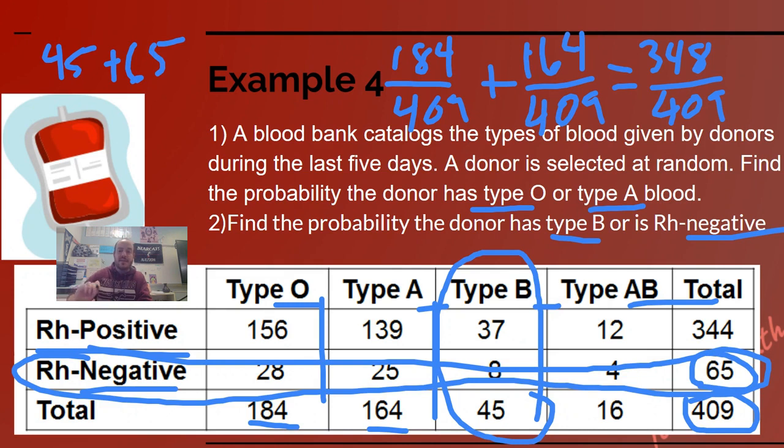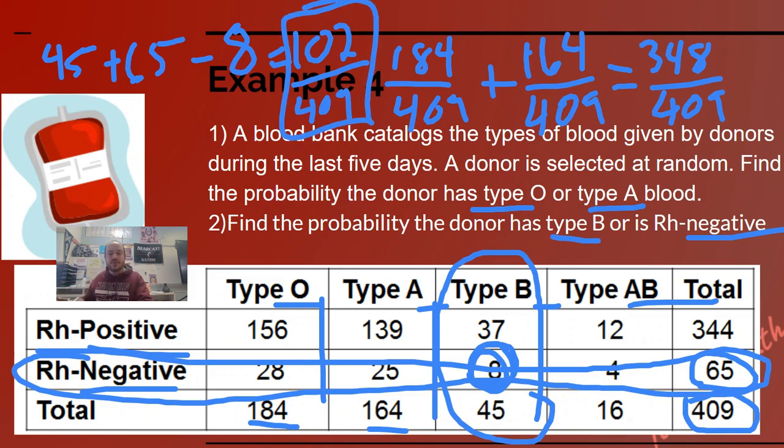Now the problem here is that this 8 right here in the middle, this guy that I've covered up a bit, this 8 is both type B and negative. So this would not be mutually exclusive, which means I have to subtract that overlap of 8. Now if I have 45 and 65, that gives me 110. So minus that 8 is going to give me 102. And that final answer is still going to be out of the 409 total people. So for part 2, we end up with 102 over 409.